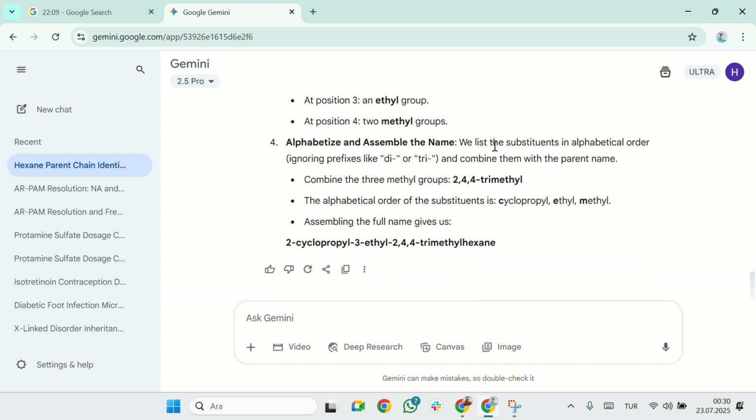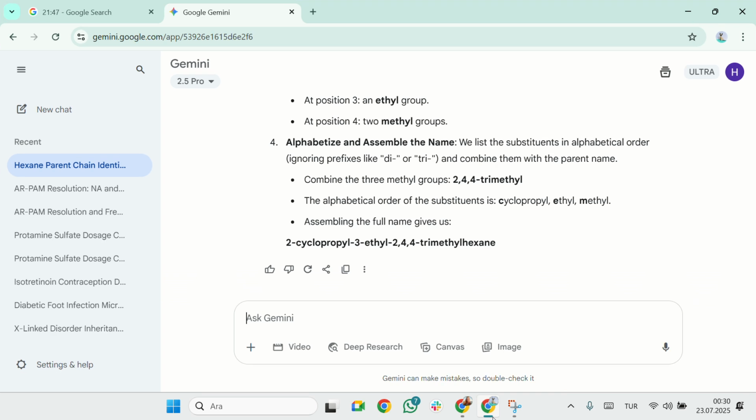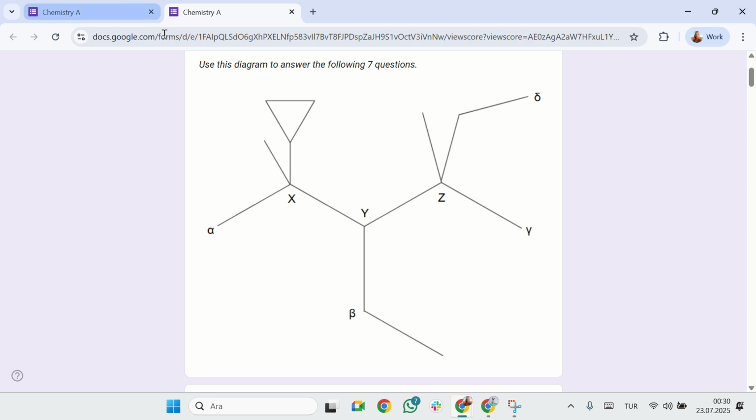Alphabetize and assemble the name. We list the substituents in alphabetical order with prefixes like di or tri and combine them with the parent name. Combine the 3 methyl groups. 2, 2, 4, 4. Oh, okay. 3 methyl. Okay. The alphabetical order of the substituents: C, E, M. So we start with cyclopropyl, then ethyl, then trimethyl, and this is a hexane. Okay, I got it. Got this.